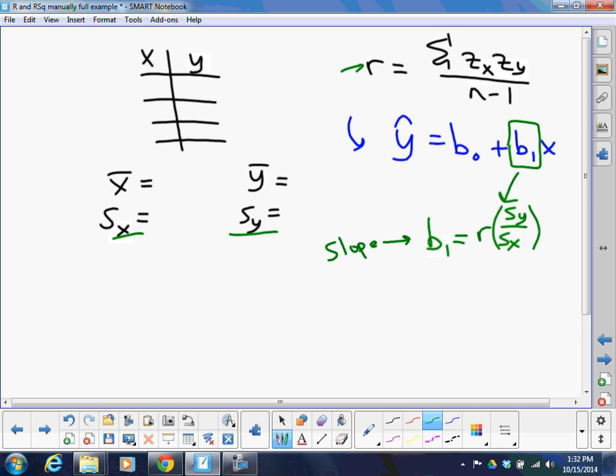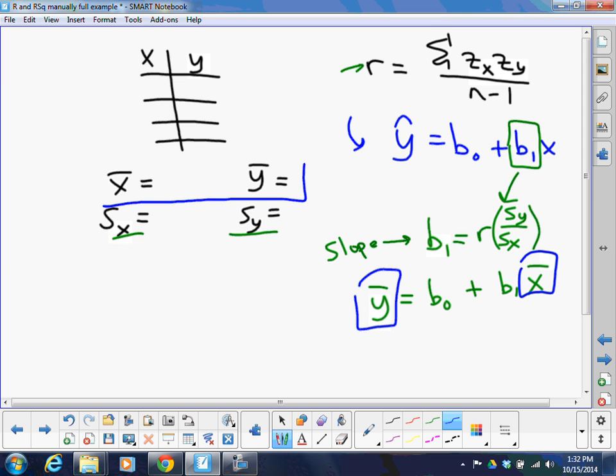And then you can say, all right, now that I know the slope, I know that y bar equals the intercept plus the slope times x bar, where the intercept is the thing you're not going to know. This is basically just using the fact that the means are on the line, so you can plug them in, and you're going to know those means from step 1.